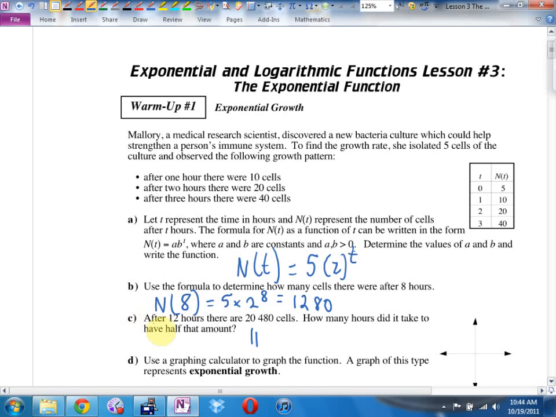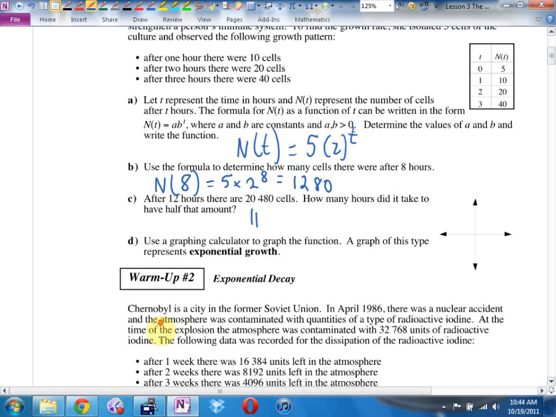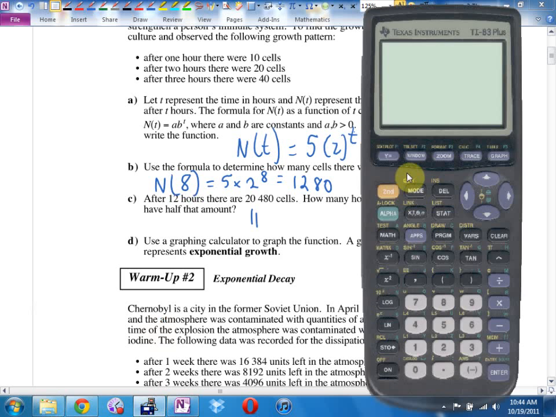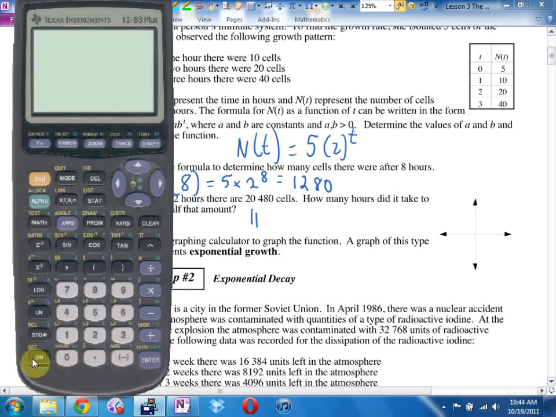D says, use a graphing calculator to graph this. Okay, get your graphing calculators out. Press Y equals and clear whatever equation you got there. Now, I want to graph this. My calculator does not have an N. Instead, I've got to put a Y there. My calculator does not have a T. What letter am I going to put there instead? X. I'll adjust. So I'm going to go 5 times 2 to the power of, and I'm going to press my X button.